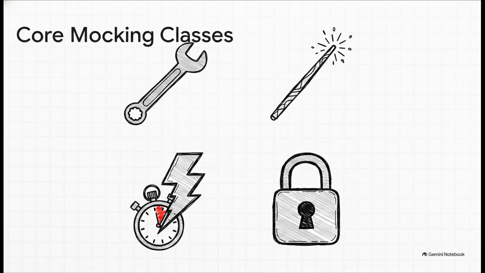Then there's NonCallableMock, which is perfect for static data objects. It'll actually raise a TypeError if your test accidentally tries to run it like a function. And finally, for concurrent execution blocks, ThreadingMock has your back.